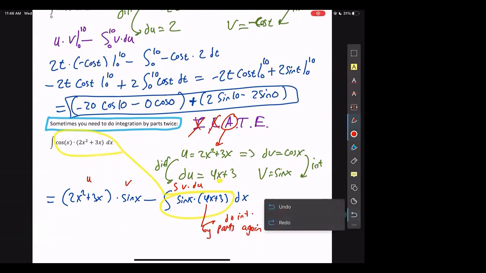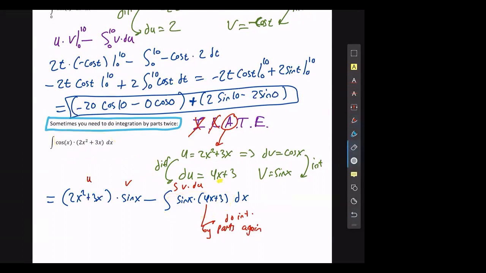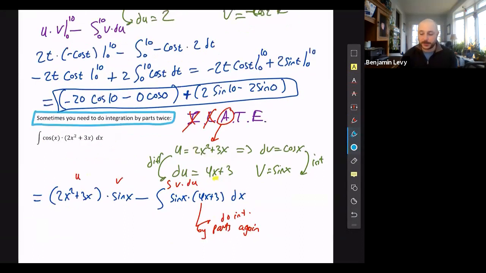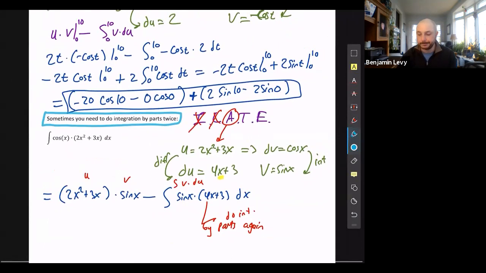Wait, so basically you're going to have to just do it again inside of the problem or something? Yeah, because right, the next step here is to do this integral, and if we want to do that integral, it happens to be an integration by parts question. So we did integration by parts, but now we're looking at this and we're like, oh, we're still in that same situation, and we're just going to do it a second time.